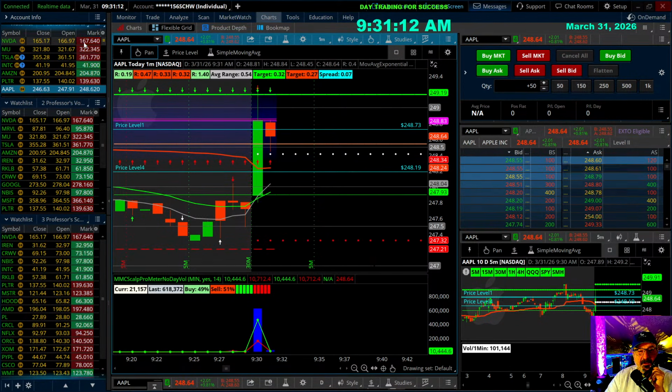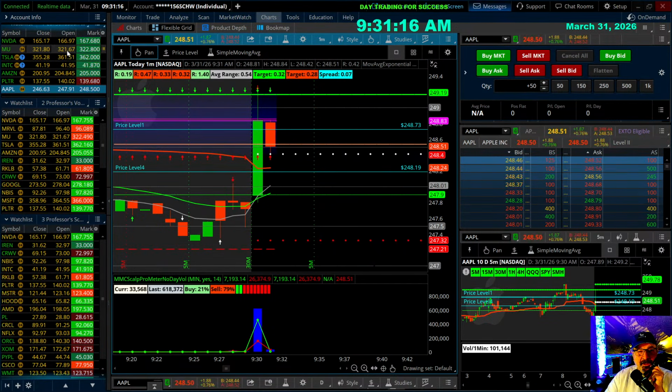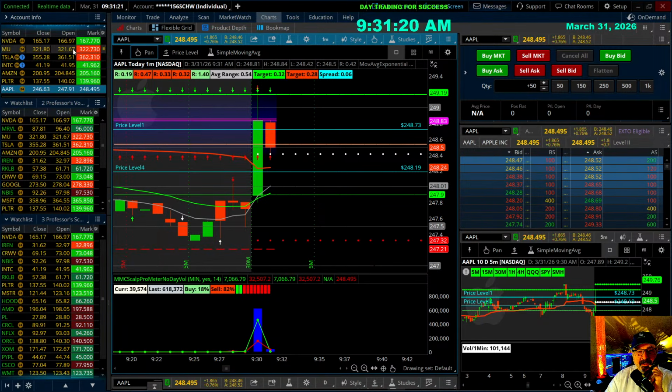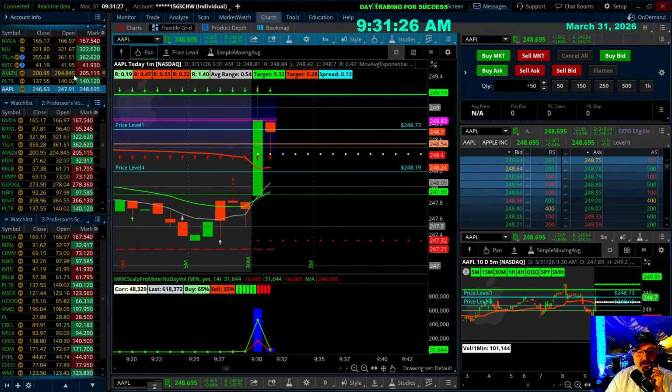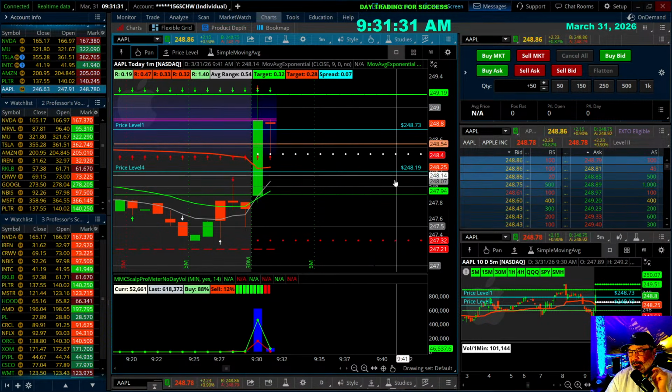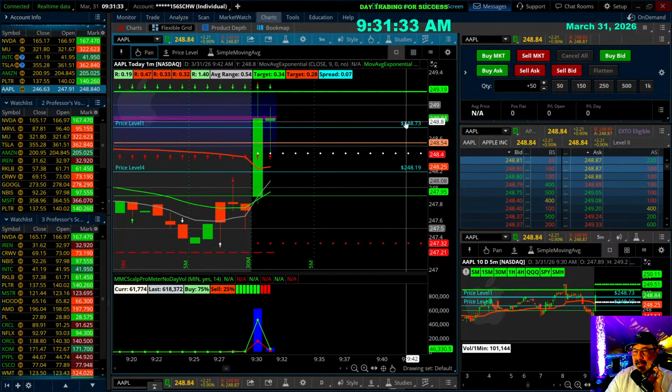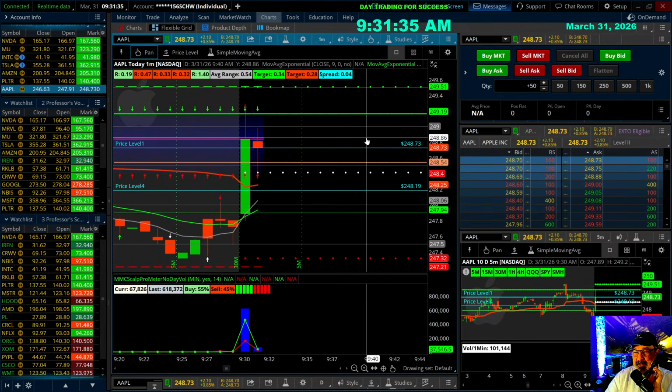NVIDIA's up almost a buck. MU is, yeah, I picked this up earlier this morning, and we got $6 out of it, I think. Tesla's up a buck. Amazon's up a buck. So things are doing this sort of let's-go-up thing, but I don't know.